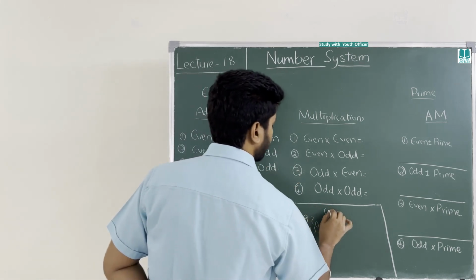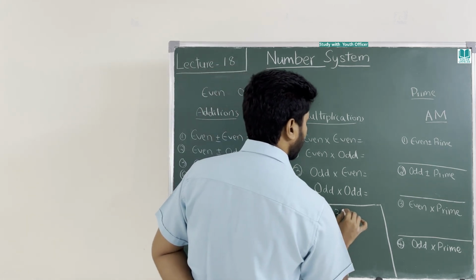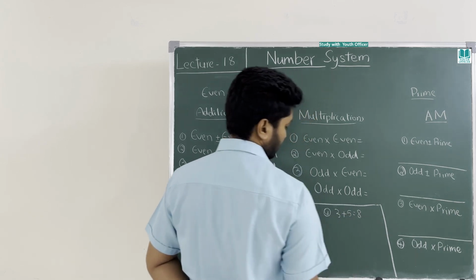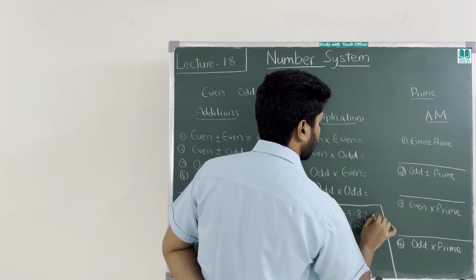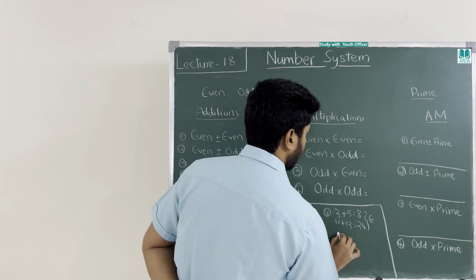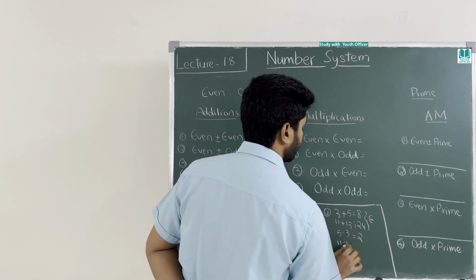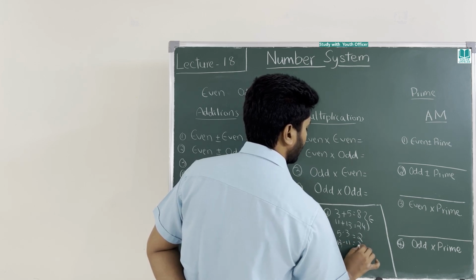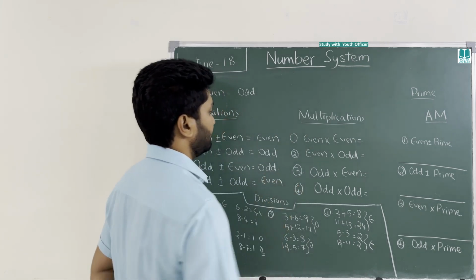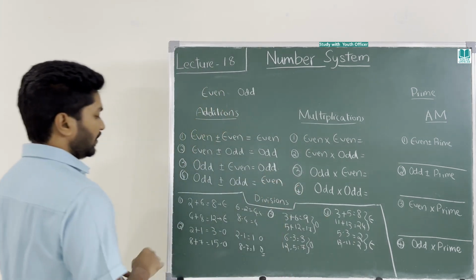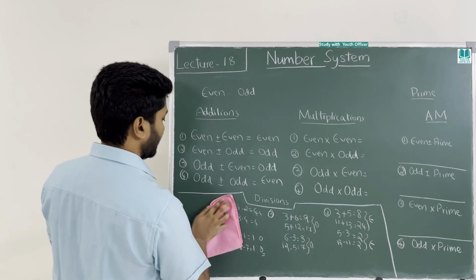Now I'll take the fourth one. Odd plus or minus odd. Tell me an odd number: 3 plus 5, 8. Some more odd numbers, 11 plus 13, 24. You got an even number result. If you subtract 5 minus 3, 2. 13 minus 11, you get 2. Again you got an even number. That means the answer is even. I have taken 2 examples from each one and I have explained how the answer will be.